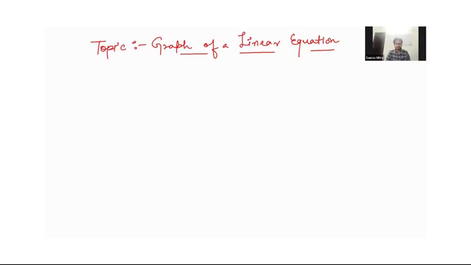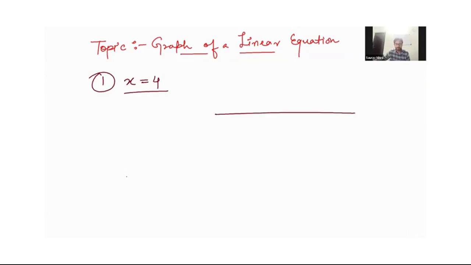Today's topic for the session is graph of a linear equation. Today we will discuss some graphs of the linear equation from the chapter linear equation, right? So let us see, if we have an equation like x equals 4, then what will be the graph for this equation? This is how the graph for this equation will look.